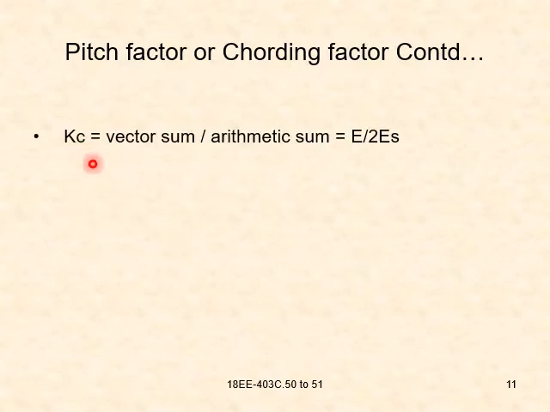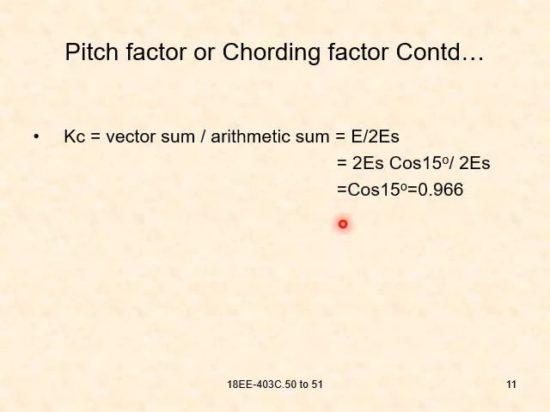Now the pitch factor or cording factor is equal to the vector sum by the arithmetic sum. So the vector sum is E and the arithmetic sum is 2Es. That gives us 2Es cos 15 degrees by 2Es. Finally, 2Es and 2Es get cancelled. That becomes cos 15, that is 0.966, or else cos 30 by 2. That is cos 15, that is 0.966. So finally the pitch factor Kc or Kp is equal to 0.966.